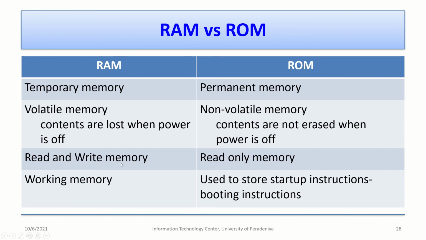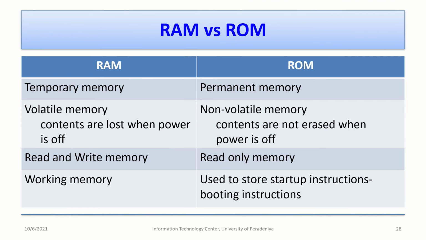RAM is read and write memory. That means we can read the information in RAM and we can write into the RAM, right? But the ROM is read-only memory. RAM is working memory. That is, during the execution time, the data and information are loaded into RAM. But ROM is used to store startup instructions, or we call booting instructions. How it boots, how it loads the operating system from hard disk to main memory, those instructions are stored in ROM, right?